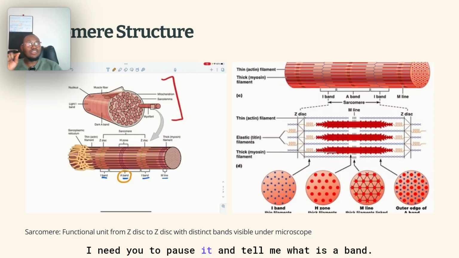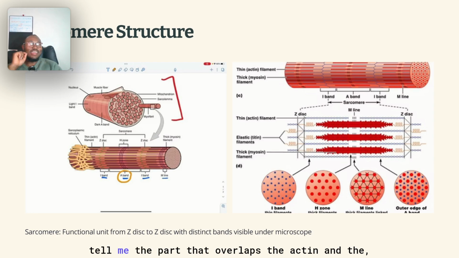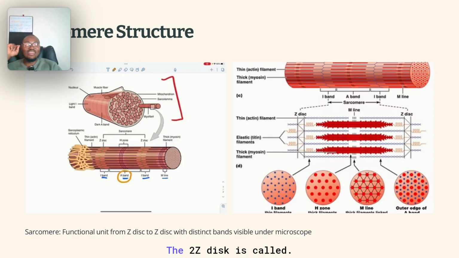I need you to pause it and tell me what is A band. Pause it, tell me what is the I band. Pause it, tell me what is the line. Pause it, tell me what is the H zone. Pause it, tell me the part that overlaps the actin and the myosin is what? The distance between the two Z discs is called what? I need you to pause it and tell me the answer. Put it in the comment box, all right?